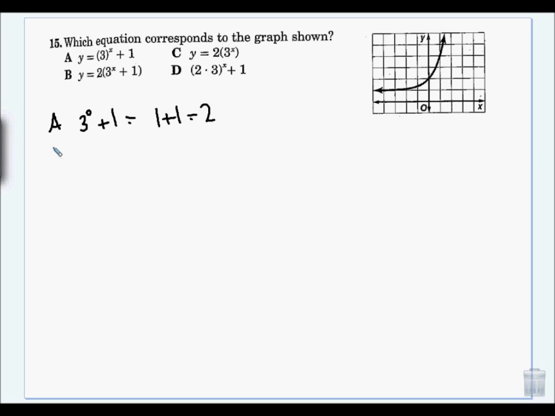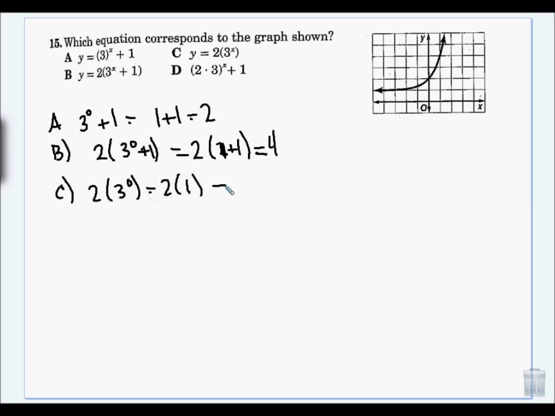If I plug in for b, I get 2 times 3 to the 0 plus 1. So that's 2 times, or sorry, 1 plus 1, so that's 4. C, I get 2 times 3 to the 0, so that's 2 times 1, so that's 2. And then D, I get basically 6 to the 0 plus 1, so that's 2. Okay, so I was able to eliminate B. That's it. Because my y-intercept here is 2.